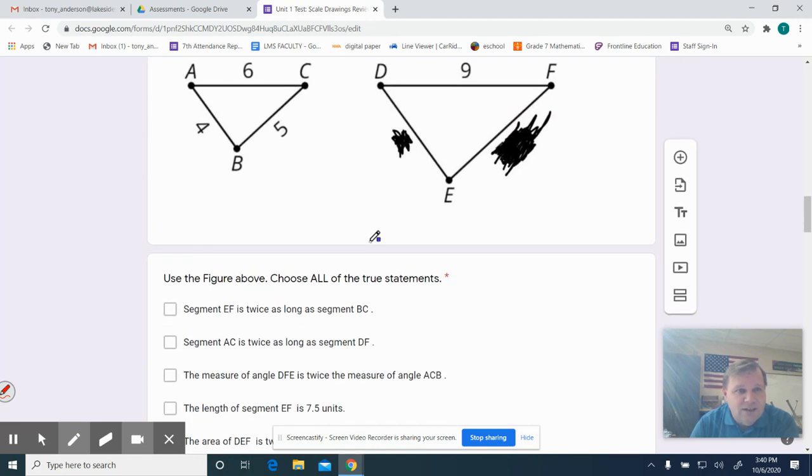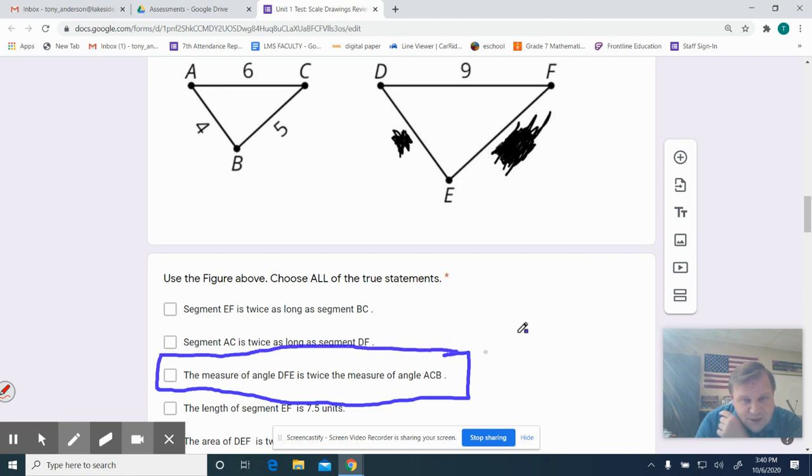Now, there are the questions. These same triangles we want to look at. Well, our scale factor was 1.5. And the only way we're going to get it to be twice is if it has a scale factor of 2. So I know that these are out. The one that I want to talk about is this one right here. It's been a while since we talked about the angles. The corresponding angles in any scale copy, those correspond to this one.